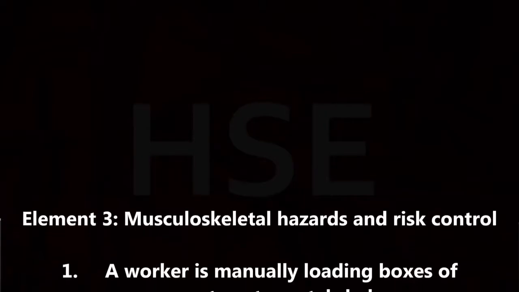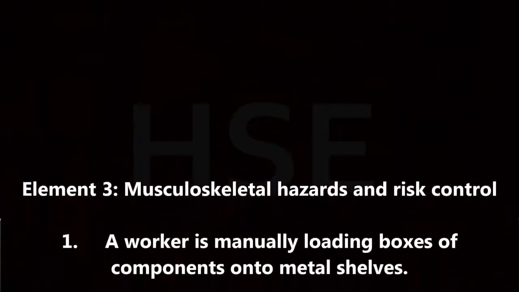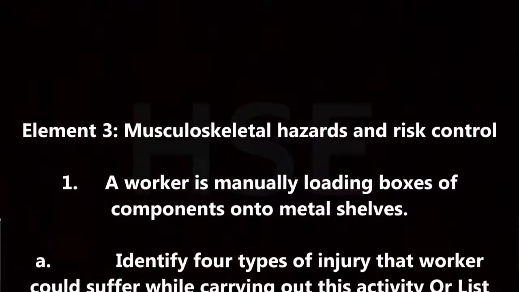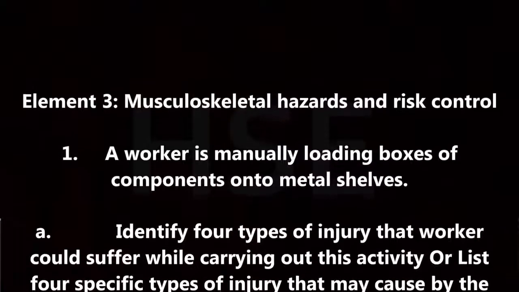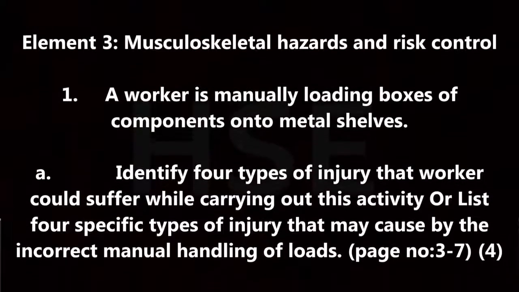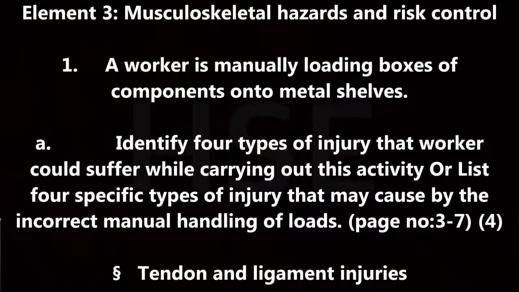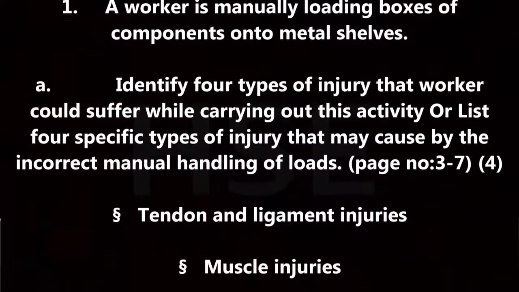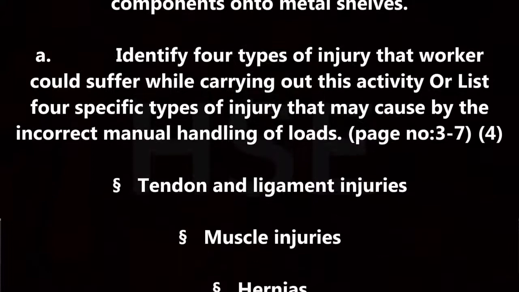Element 3, Musculoskeletal Hazards and Risk Control. 1. A worker is manually loading boxes of components onto metal shelves. A. Identify 4 types of injury that the worker could suffer while carrying out this activity, or list 4 specific types of injury that may be caused by the incorrect manual handling of loads.